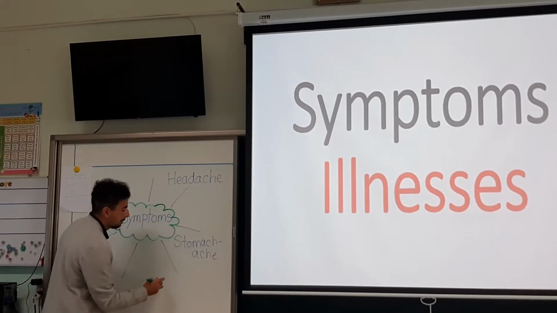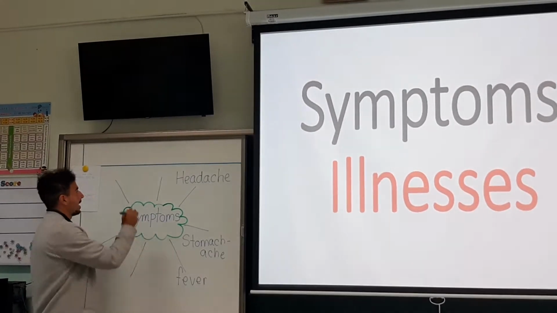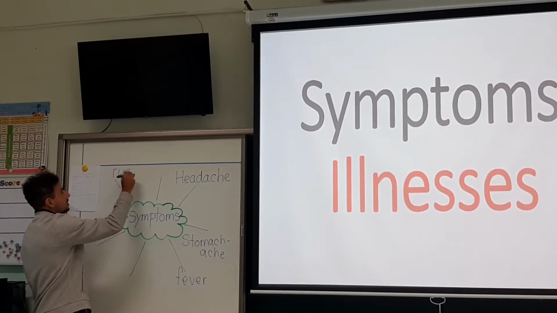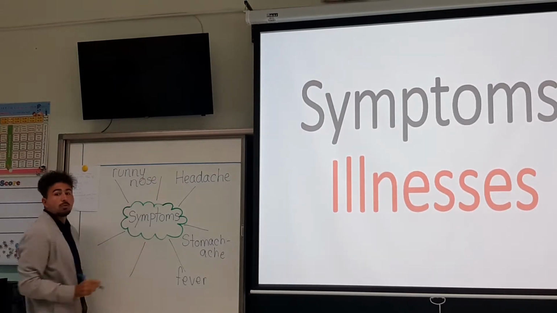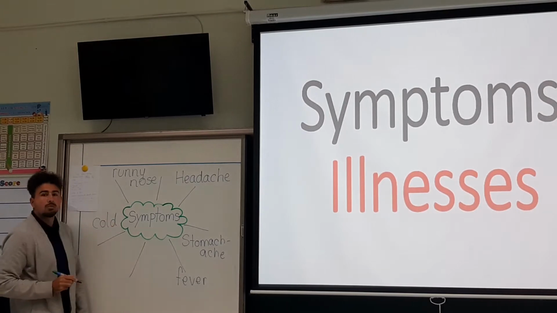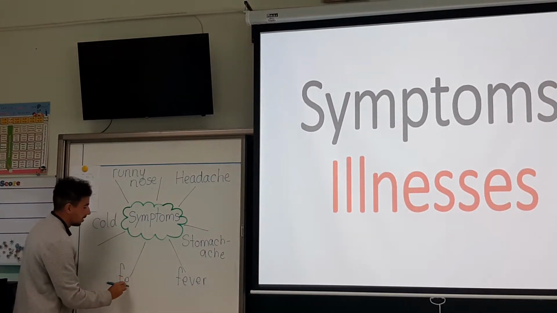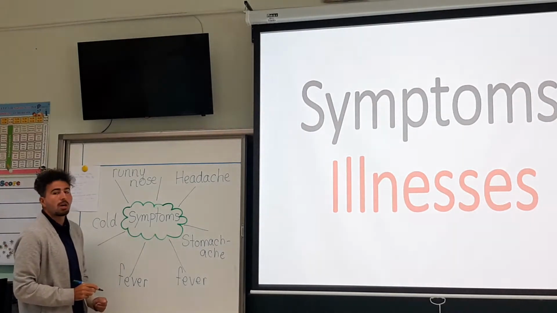We could have had fever. We could have had runny nose as another one. We could have had, there's two more, colds. And another one was fever. So we could have had any of these six symptoms. These are called symptoms of illnesses.